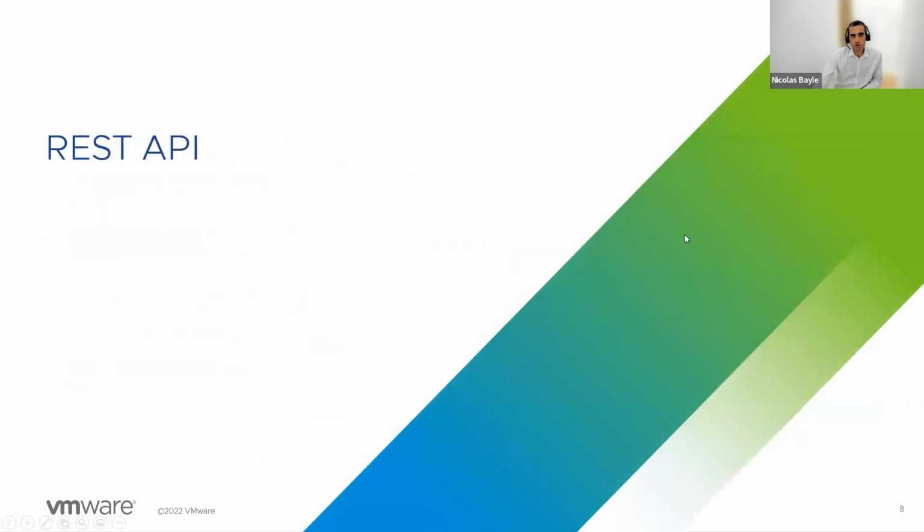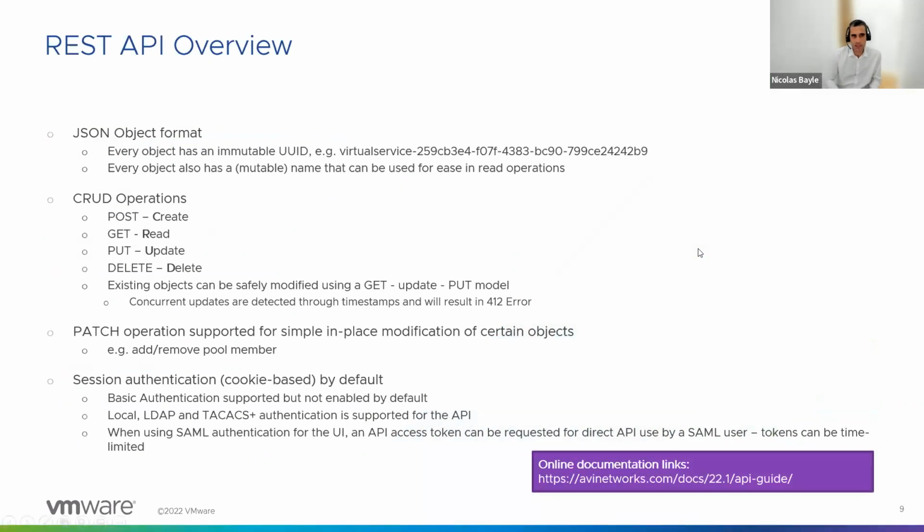Let's talk a little bit about the foundation, which is a REST API. The REST API relies on a JSON object format, I should say. And each object gets something called a UUID. Each object has a name, but the name is not the main information. To uniquely identify an object, we leverage this UUID. As you can see, for instance, I have this virtual service here, followed by this huge number. And this is my unique identifier that I will use to target this specific object name, right?